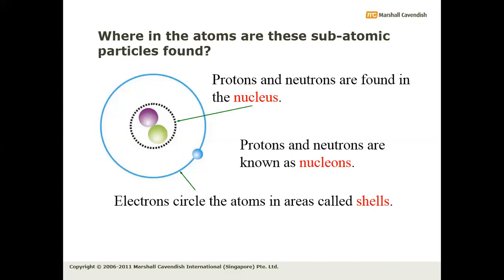Yes, electrons are present in those empty parts, but they do not affect the mass, and they do not affect the radiations passing through the atom. So the nucleus is very small, and we call protons and neutrons nucleons. Electrons are revolving in the atoms in paths called shells.